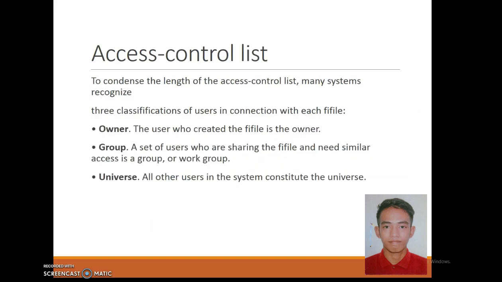So the access control list. To condense the length of the access control list, many systems recognize three classifications of users in connection with each file. First, the owner: the user who created the file is the owner. Second, the group: a set of users who are sharing the file and need similar access is a group or work group. And lastly, the universe: all other users in the system constitute the universe.